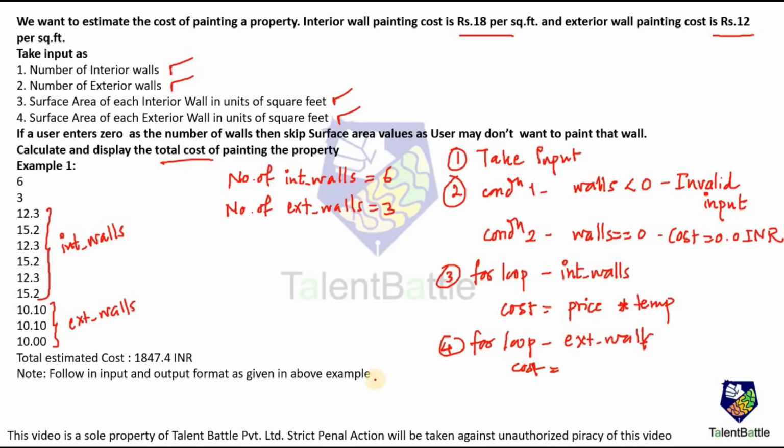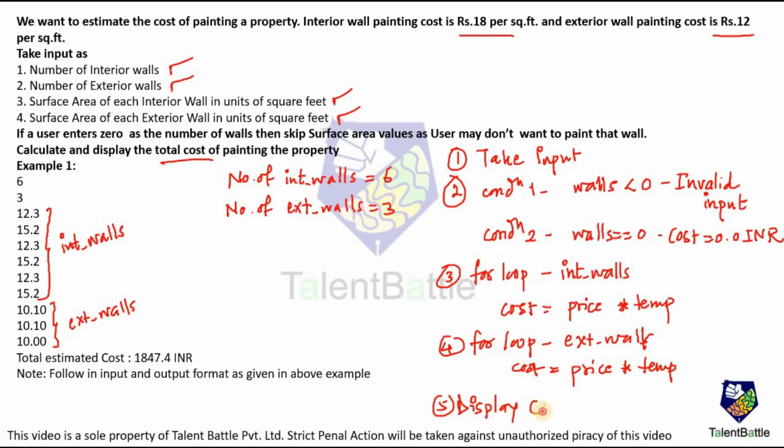So total cost we have to consider. Otherwise we are going to merge it at the end. So instead of merging it separately, you can directly use the same variable. Again, price multiplied by temp. So you will be getting the final cost here. And last, you have to display that final cost.